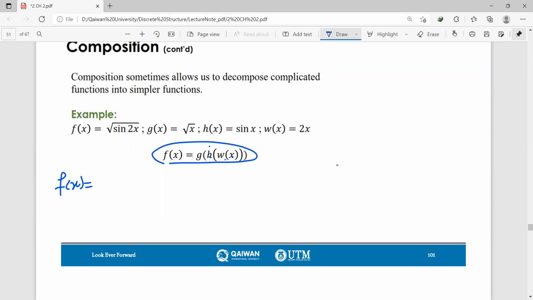To find this, we say F of X equals G of H of W of X. First, we start from the last function. We just replace it by its terms. So what's W of X? It's 2X. So you replace W of X by 2X, and we get G of H of 2X. We just replace W of X by the function.